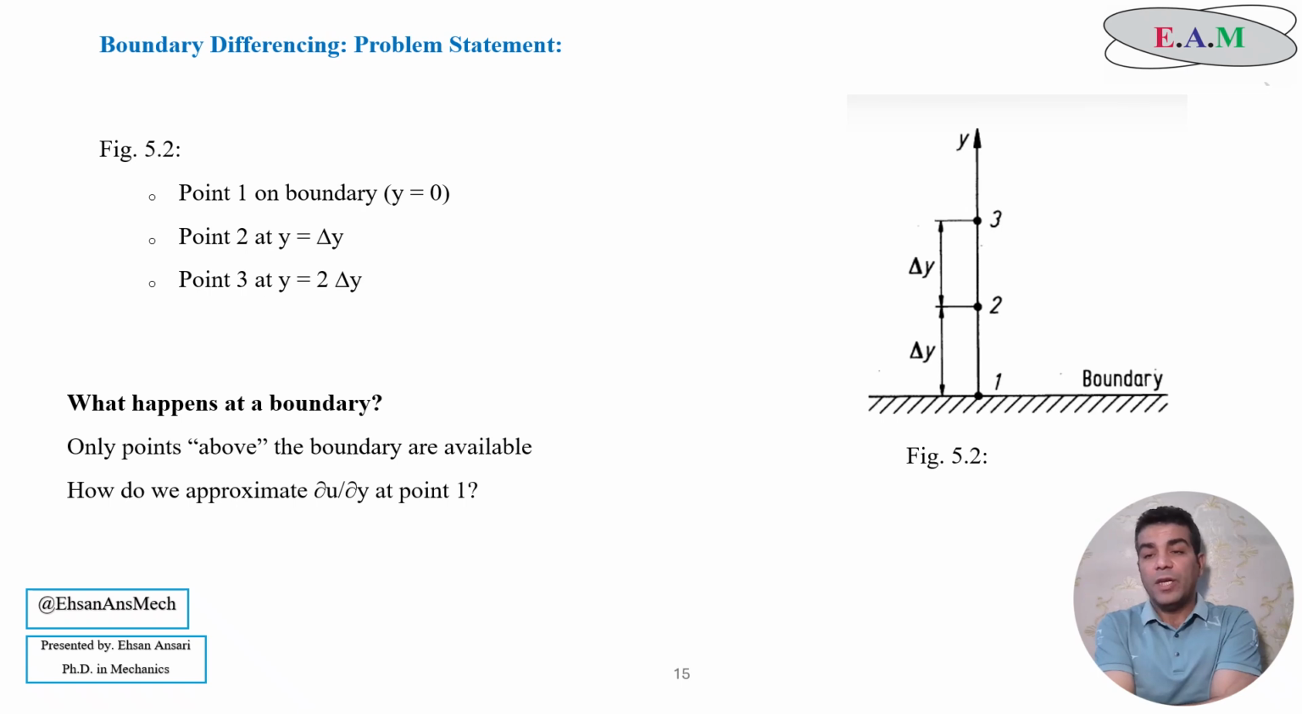Now we reach the crucial question. At a boundary, we have no grid point below y equals 0, as depicted in Fig 5.2, so the usual central difference fails. In Fig 5.2, our stencil only extends into the domain: points 1, 2, and 3. We want to formulate, for example, the partial derivative of u with respect to y at point 1 using only u1, u2, and u3.